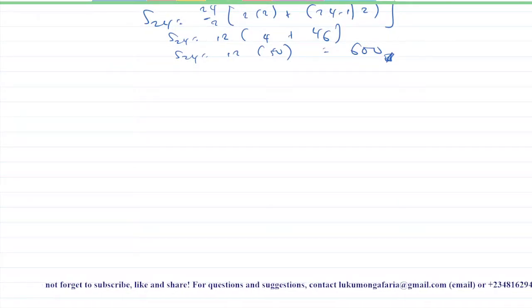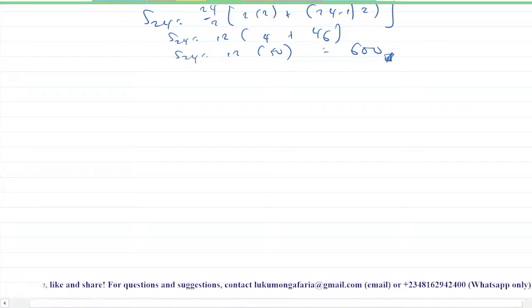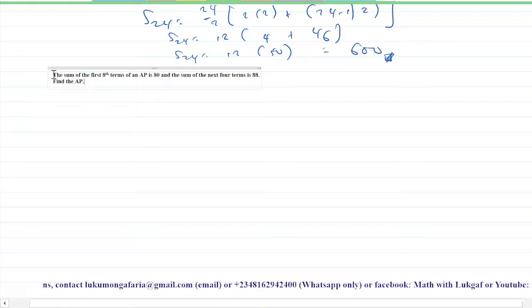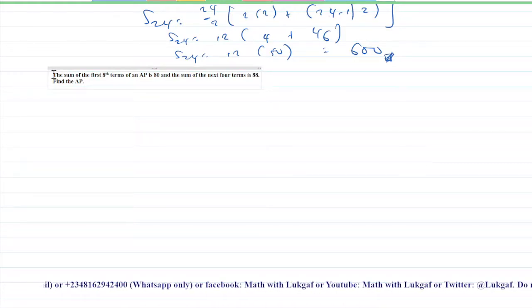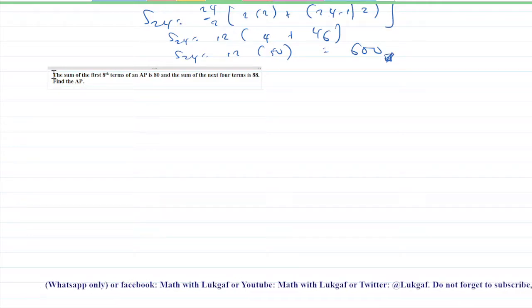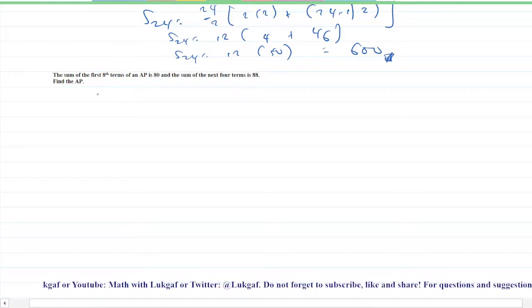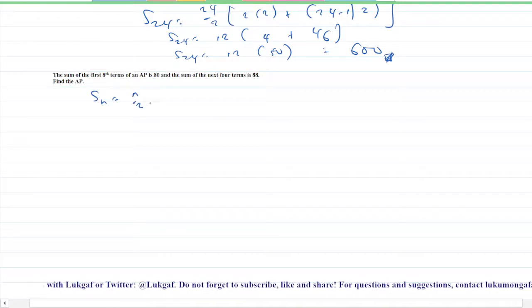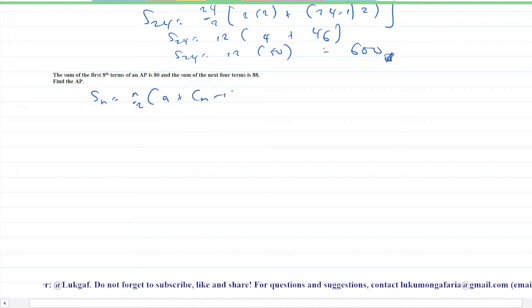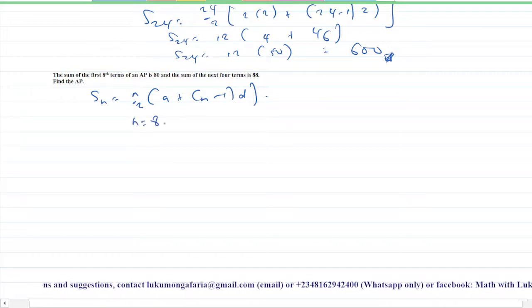Let me just copy it here because of the time. Example. The question says the sum of the first eight terms of an AP is 80. Don't forget your formula, that is n divided by 2 into 2a plus n minus 1 d. But definitely we know that my n will be 8 because it's the first 8 terms.